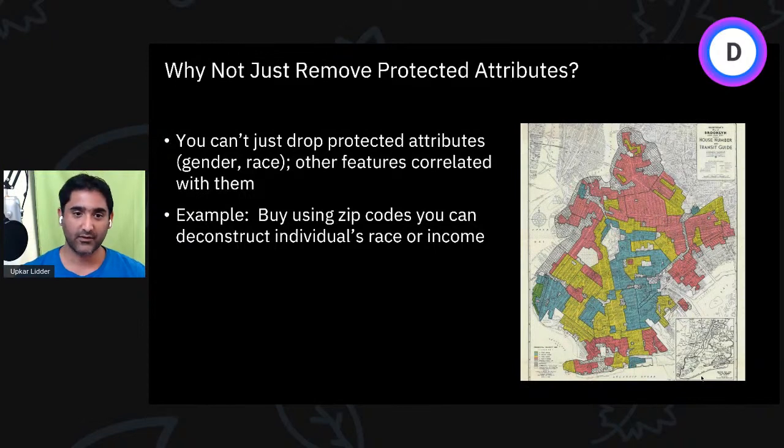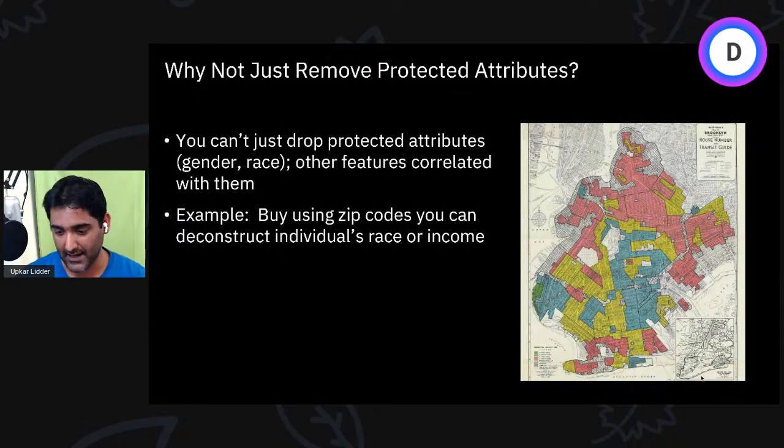Let's remove those attributes. The problem there is a lot of times there are proxy attributes, or hidden attributes, that correlate very well with your protected attribute, we call them. And so even if you remove the protected attribute, the bias still shows up in the proxy attributes. And this is a very good example.